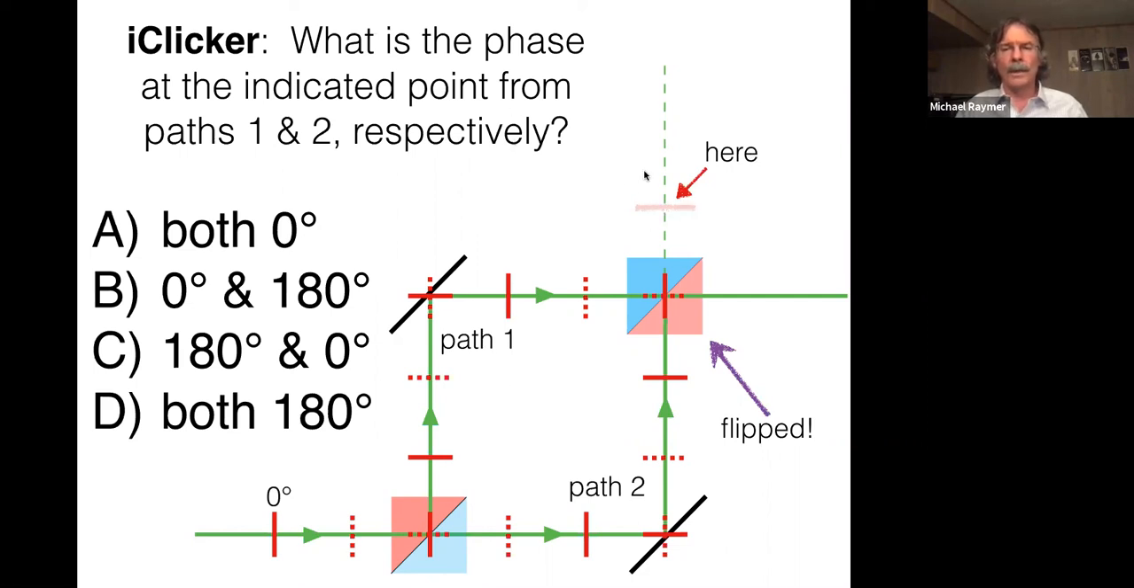So at this point where it says here, what is the phase of the light here that's coming from path one? And what is the phase here of the light coming from path two when it travels up here? So you have to remember the rule. I'll just tell you again. When you enter into a red side of the beam splitter and exit the red side, you get a phase shift. All other cases, there's no phase shift.